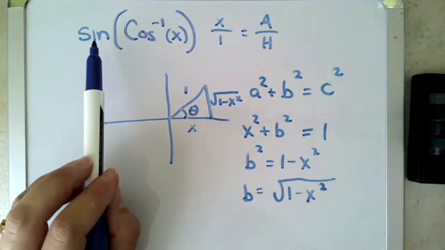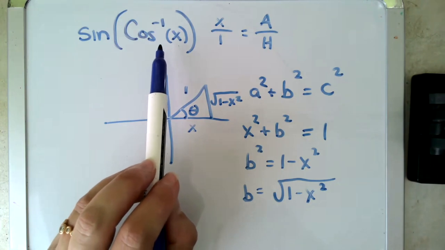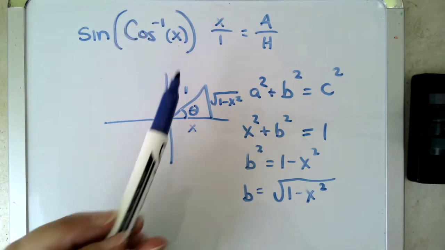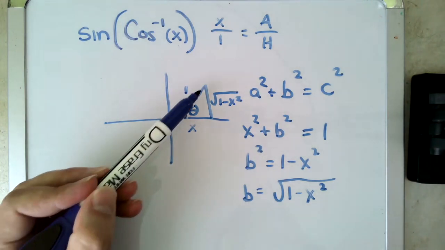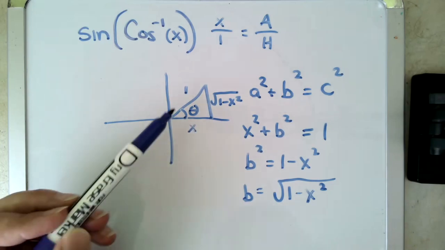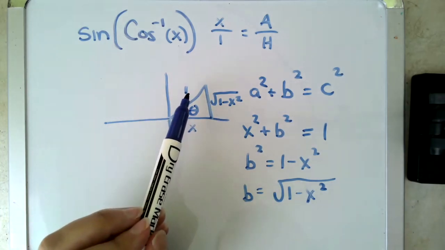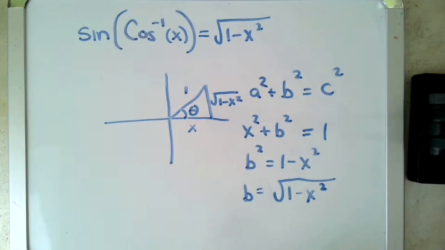So the sine of the angle whose cosine is x, in other words, this angle, in other words, this triangle, is opposite over hypotenuse, or the square root of 1 minus x squared.